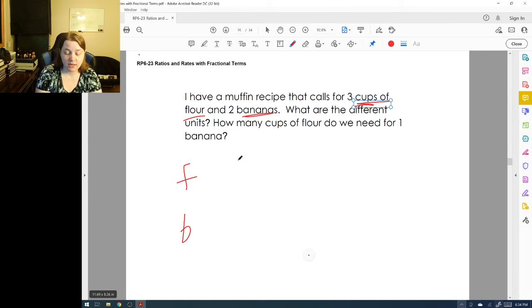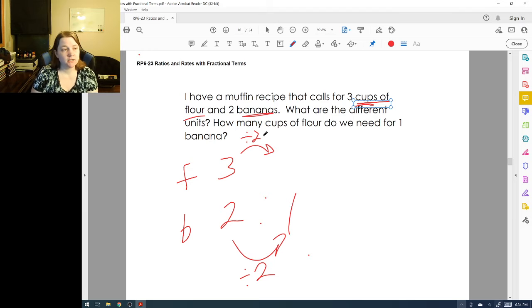We know that we need 3 cups of flour for 2 bananas. How many cups of flour do we need for 1 banana? So how do I go from 2 to 1? Well, I'm going to divide by 2. So what's 3 divided by 2?